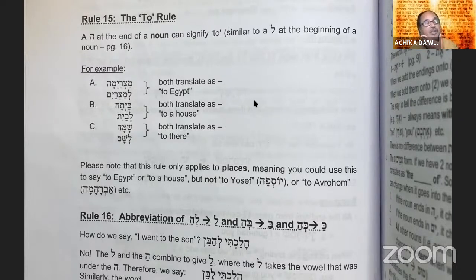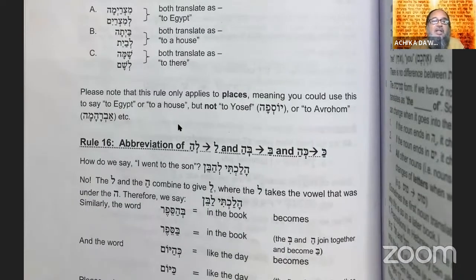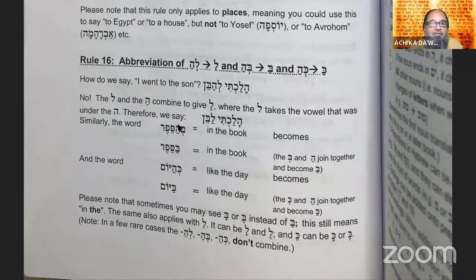Now, are you going to remember all these rules? Like I said, no, you're not going to remember them all the time. But when you see it, you'll be like, oh, wait a minute, that's a rule. And then you go back to your Hebrew lessons. You'll be like, okay, that's why that's there. That means to. Okay.